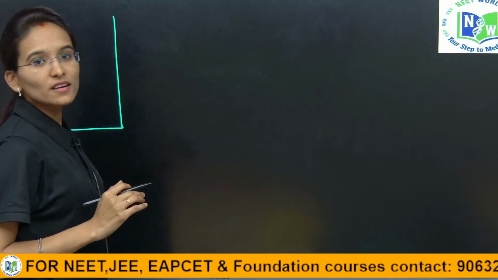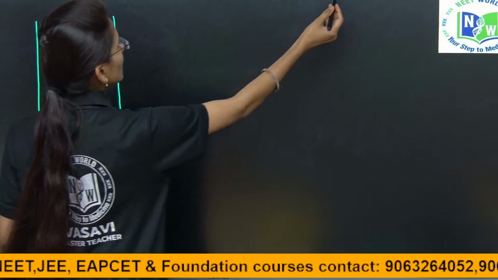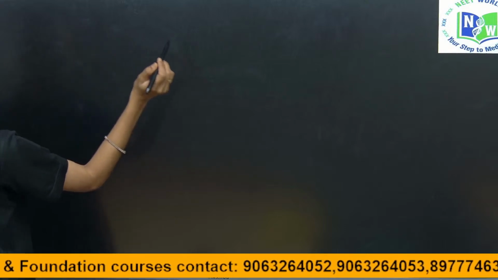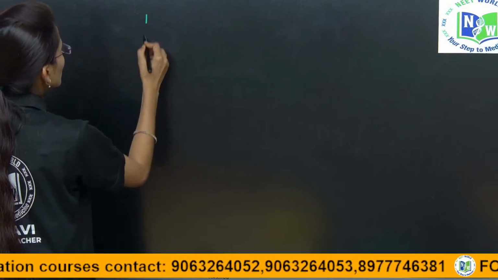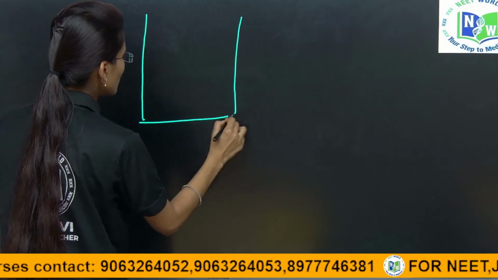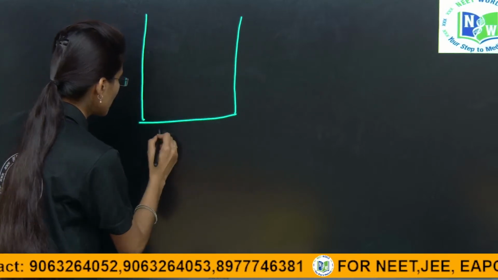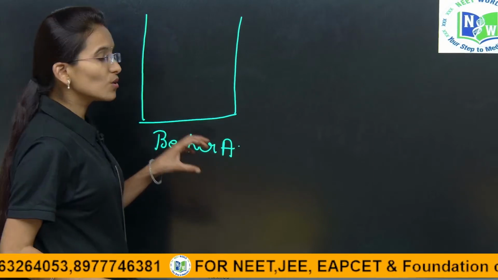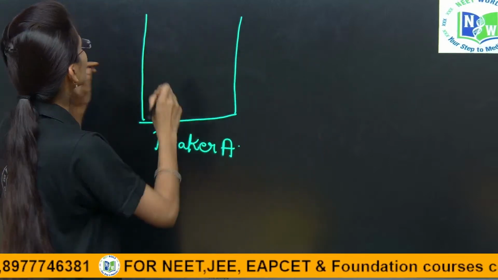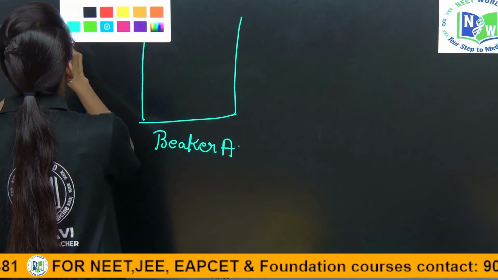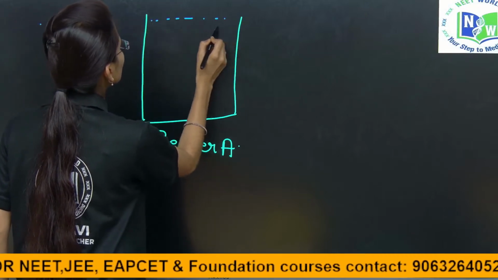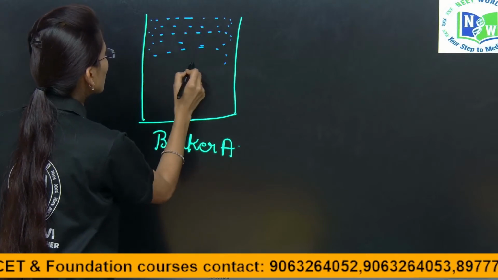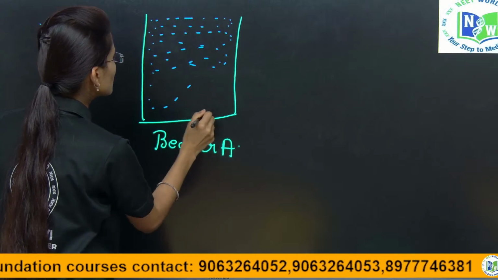So this is a beaker. This is beaker A. Let me draw it once again here clearly. So take one beaker, and then label it as beaker A. In beaker A, you need to add some solvent. What is this, children? Whatever I am drawing in blue color, these are all the solvent molecules.